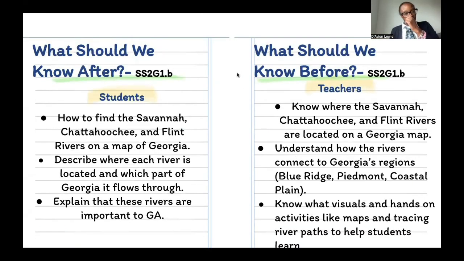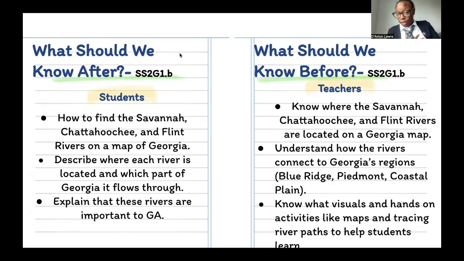So, what should students know after being taught the standard SS2G1.B? Well, they should know how to find the Savannah, Chattahoochee, and Flint rivers on a map of Georgia. They should be able to describe where each river is located and which part of Georgia it flows through, and explain how these rivers are important to Georgia.